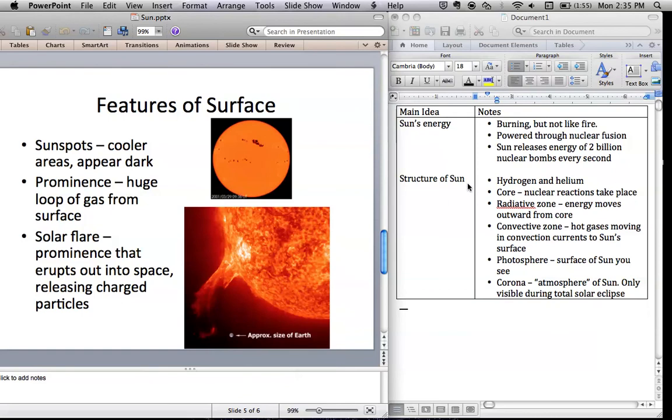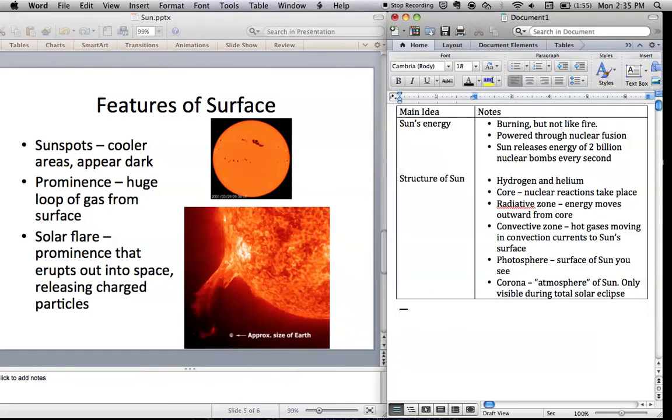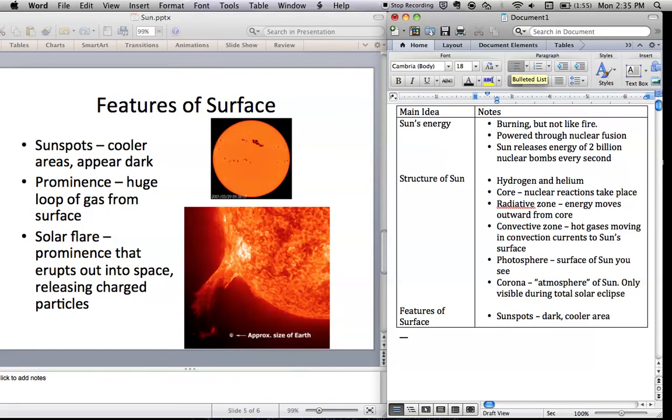All right, features of the surface. The surface has some cool stuff going on that we're going to look at quickly. The first feature we see on the sun's surface is sunspots. These are dark, cooler areas. We don't quite know why they are here. We know that they are there. They have really strong magnetic fields, and they seem to come and go in cycles. They're kind of a mystery.